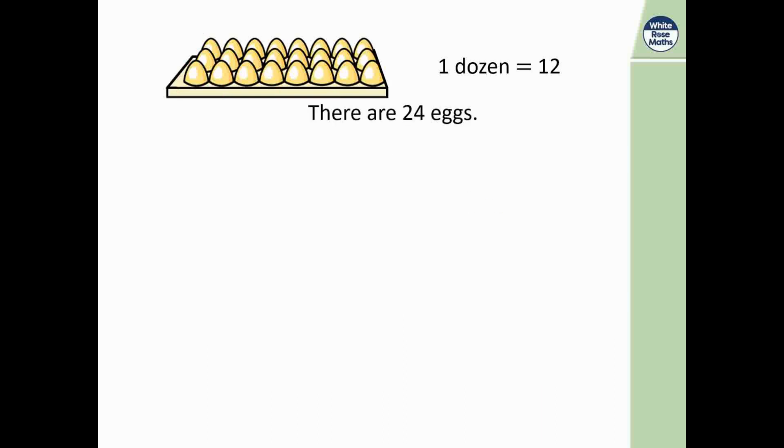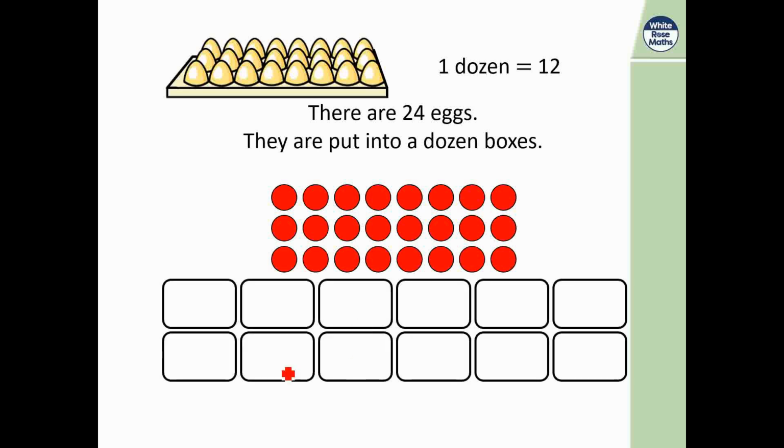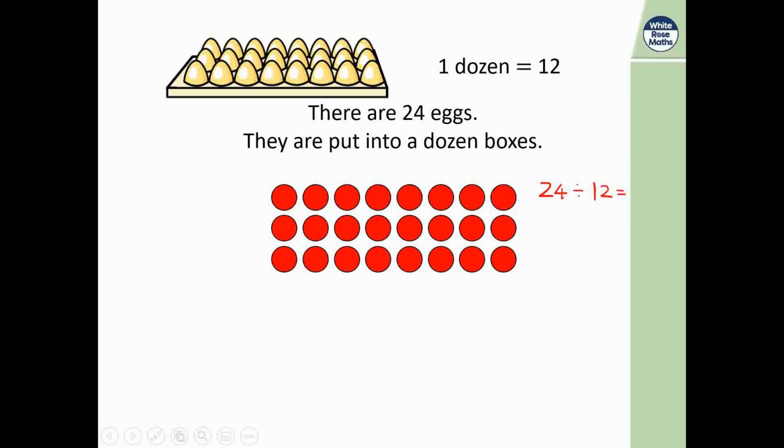Right, continuing with the eggs. There are 24 eggs, shown here as counters. They are put into a dozen boxes. So they are put into 12 boxes. Okay, like this. So each one of these is a box. In other words, the equation would be 24 divided by 12. What does that give us? 2, yeah. Just a reminder, please mute yourself unless you're giving the answer, yeah? 24 divided by 12 is 2.